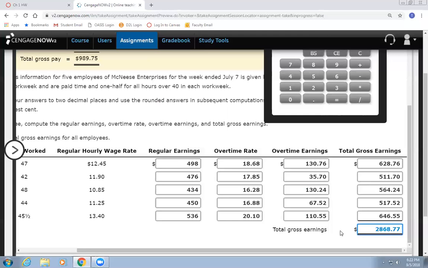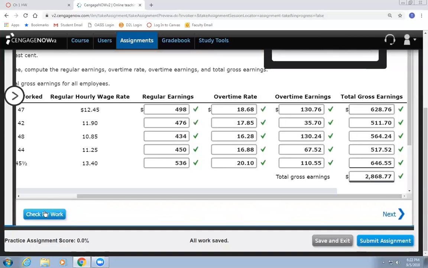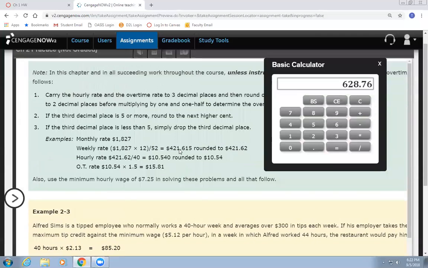Any questions on calculating overtime? It's pretty easy, right? That's not too bad. Okay, well, you're welcome to do the check my work. One thing I love about Cengage is it checks it right in the screen. I like not having it open another page and load forever. And we'll click on next to go to our next question.